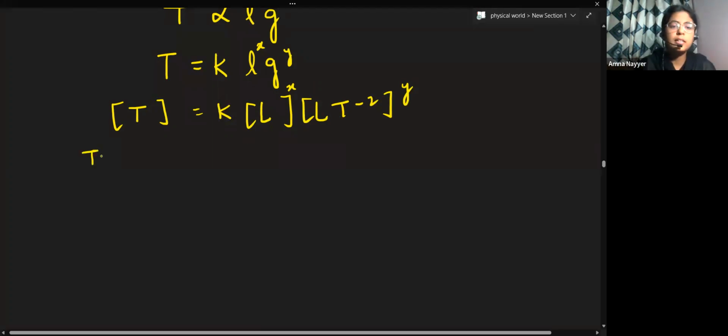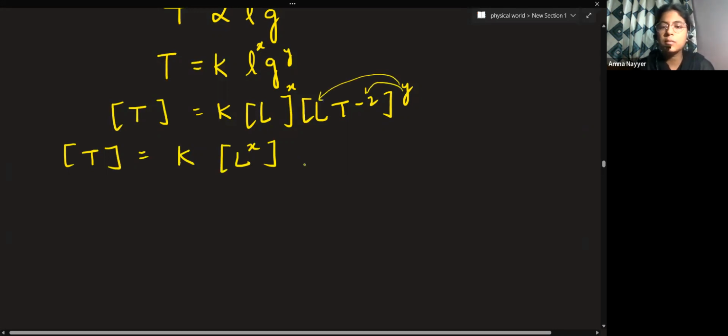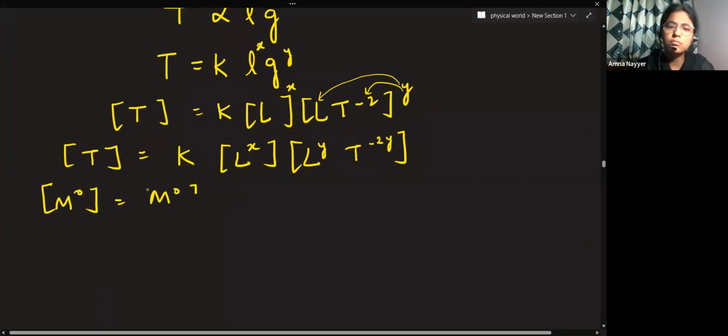So multiply. T is k, L to the power x, multiply this and multiply here. So it becomes L to the power y, T to the power minus 2y. Reason: minus 2 is getting multiplied by y. So this becomes T to the power minus 2y. Now let's equate. Here mass is 0. Here also we don't have any mass. So m will be 0 here only.